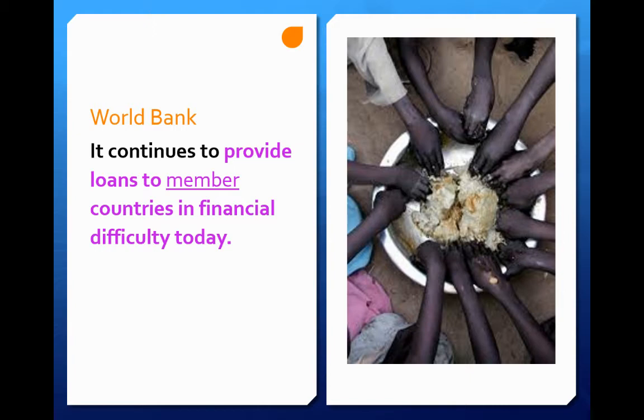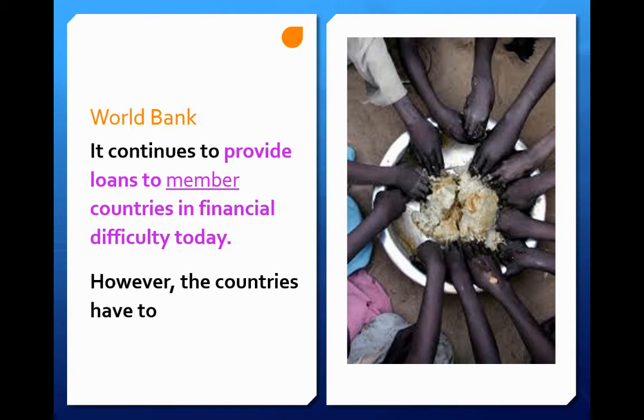So, for example, if a country has already borrowed money from another country and they are in debt towards that other country, well, then they can take out a loan from the World Bank to help them pay off their debt to the country that they had borrowed money from before. We'll talk more about the World Bank in a bit.